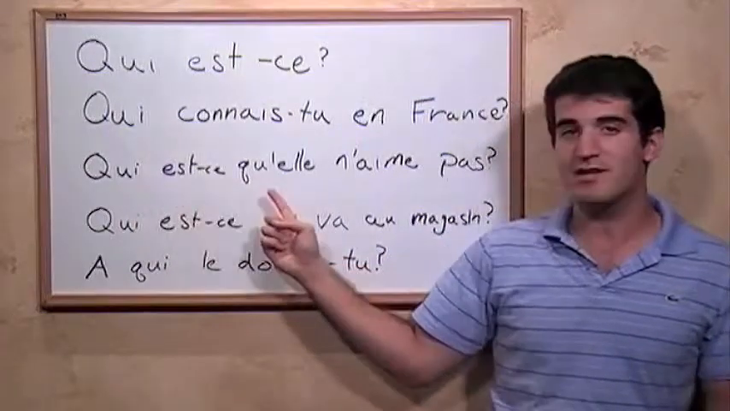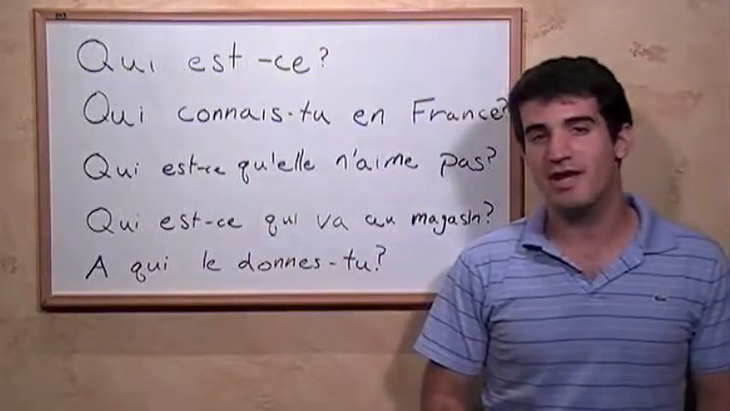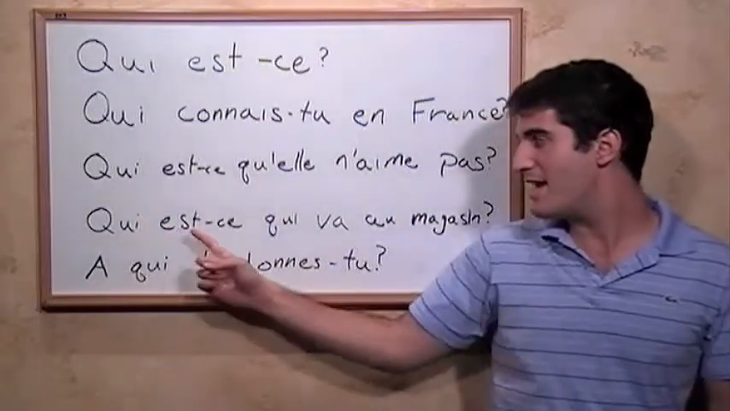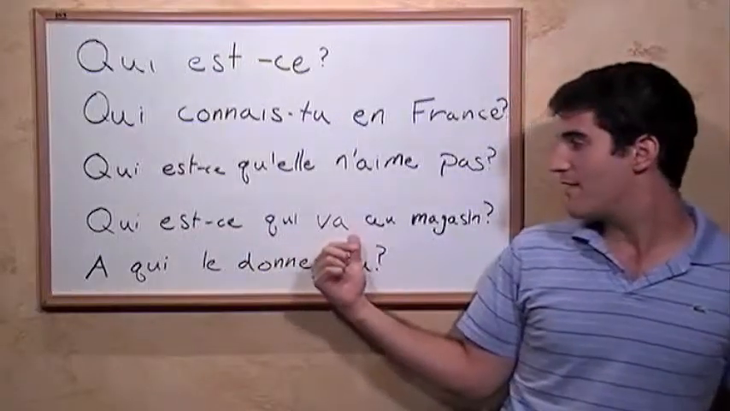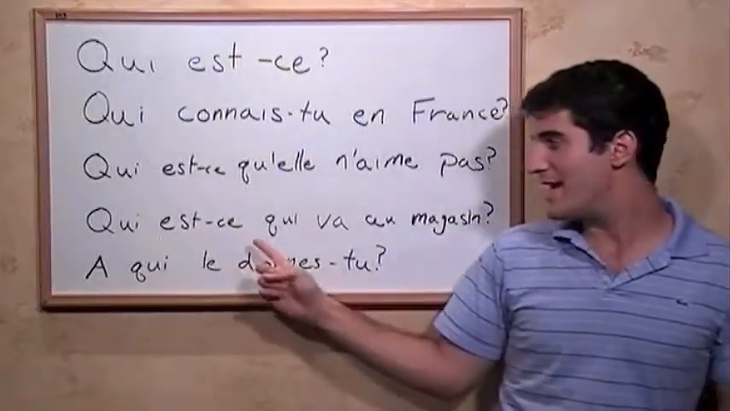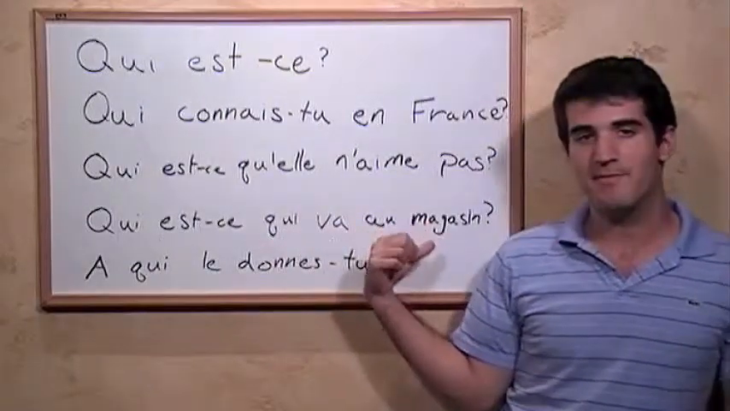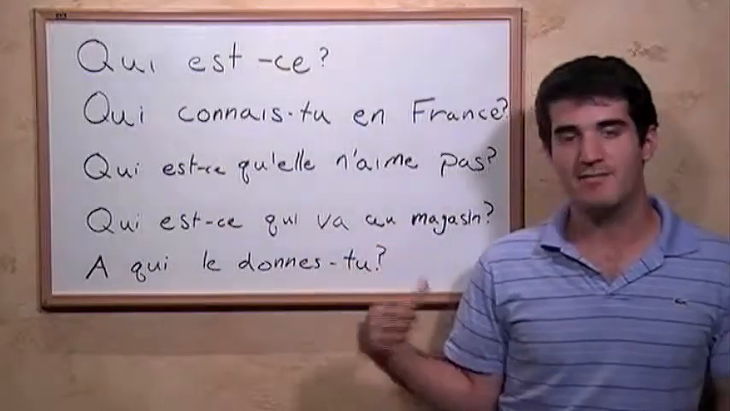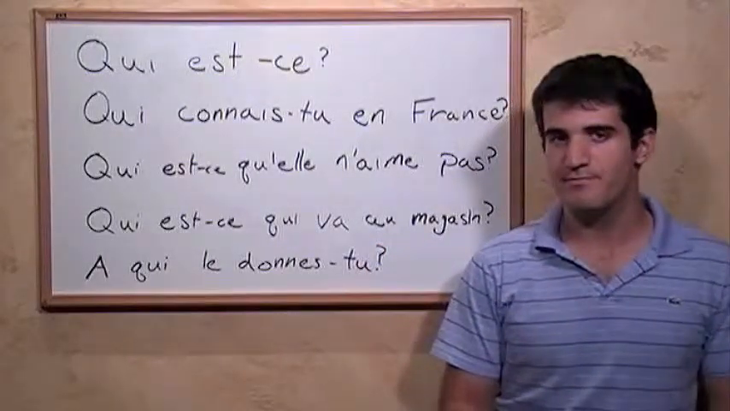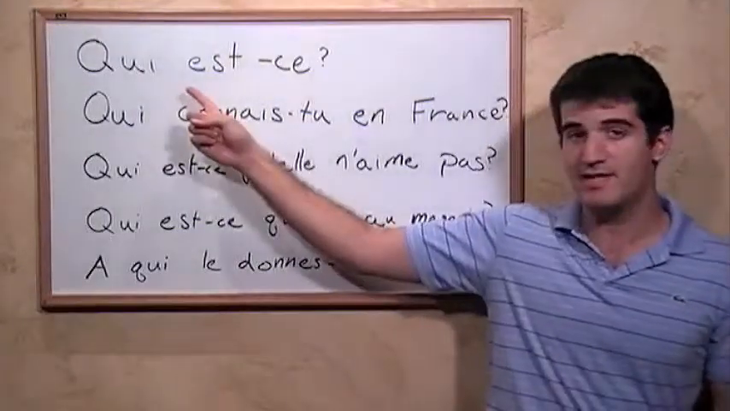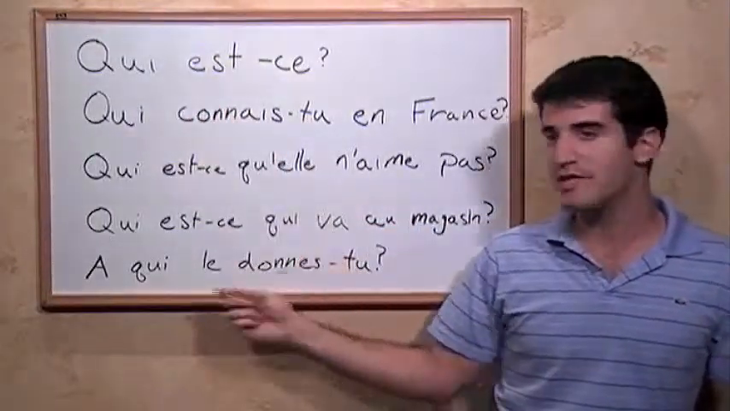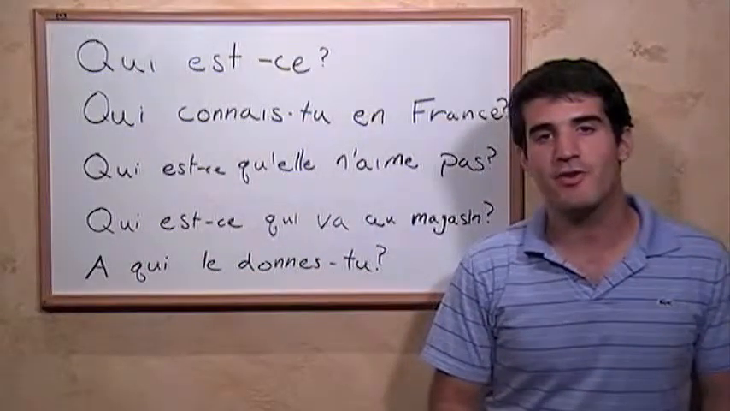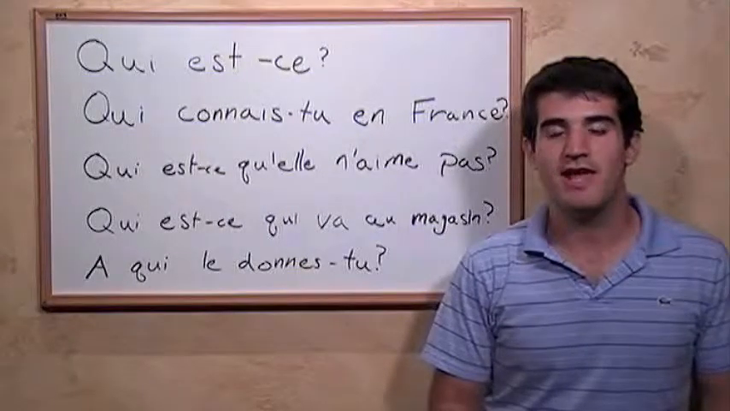If we use this est-ce construction and qui is the subject, then we change it to est-ce qui, which makes qui est-ce qui. And an example of this is qui est-ce qui va au magasin? Who is going to the store? Magasin is store. In this case, the verb conjugates for qui. And for qui, the verb will conjugate in the third person singular, just like for il, elle, and on.